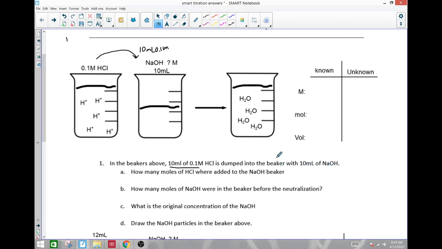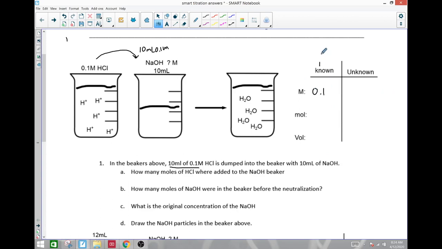So as I'm going through, I'm going to be filling out this table. Keep in mind the table is not a substitute for work. If you just put the table down and no work, you're not going to get any credit for it. This is something that I kind of made up, and other people are not going to know what you're talking about. So the known is 0.1.